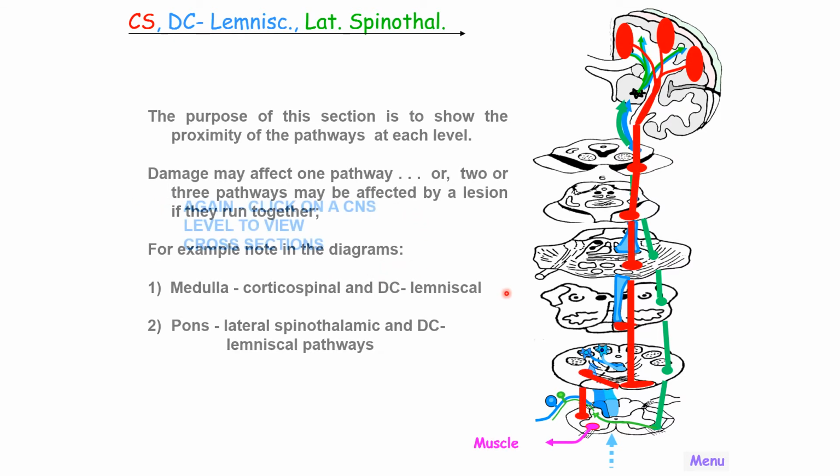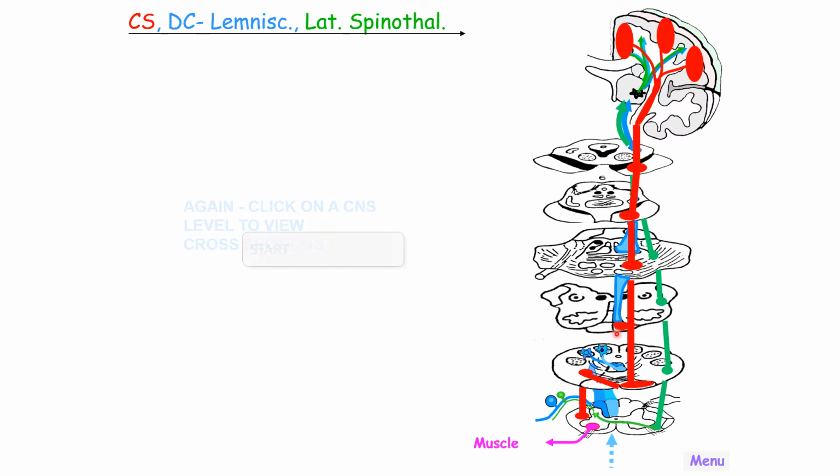Notice, for instance, in these diagrams in the medulla, we have the pyramidal tract and the medial lemniscus together, and in the pons, we have the lateral spinothalamic tract and a portion of the medial lemniscus together. As they come up to the brain, that is up to the internal capsule, they are all close together, and then they spread out over the cortex.